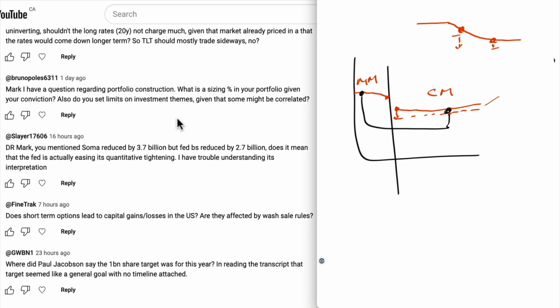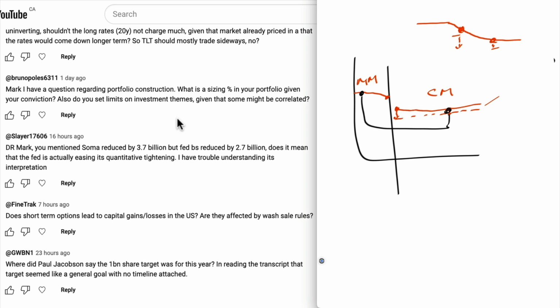I have a question regarding portfolio construction. What is the sizing percent in your portfolio given your conviction? Depends. Usually quite small. I don't really take on big size unless I really truly believe in it. Then I'll break my rule and I'll make it 5%, 6%, 8%, 10% of what I have.